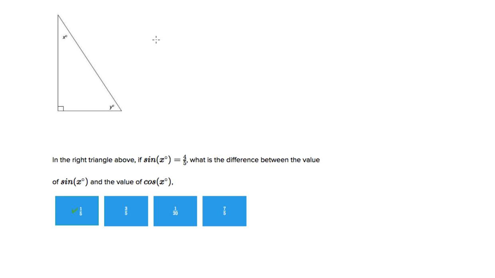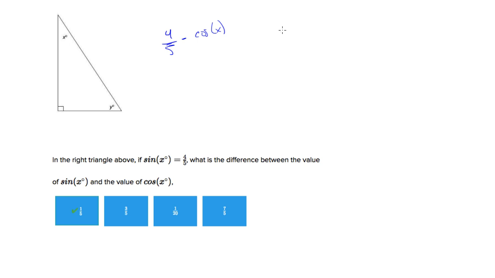Hi, I'm Brian. This is an SAT math question involving trig. So we're given this right triangle here. We're asked, if the sine of angle x equals 4/5, what's the difference between the value of sine x and the value of cosine x? So we know we're going to do 4/5 minus the cosine of x.